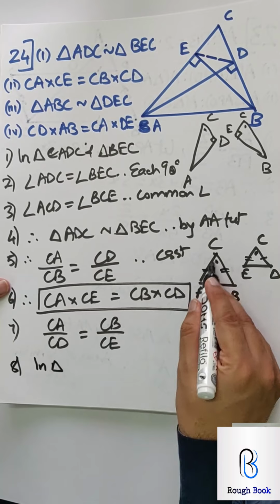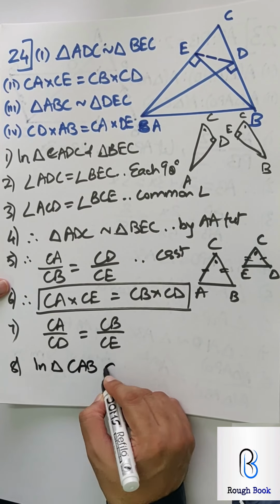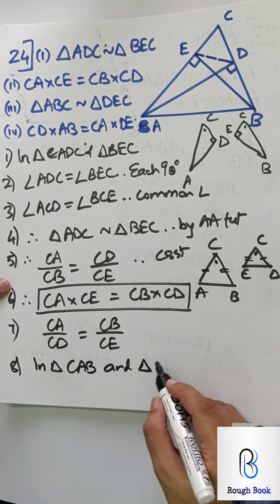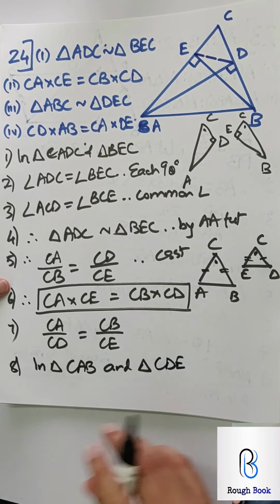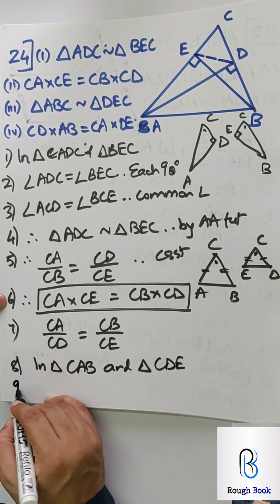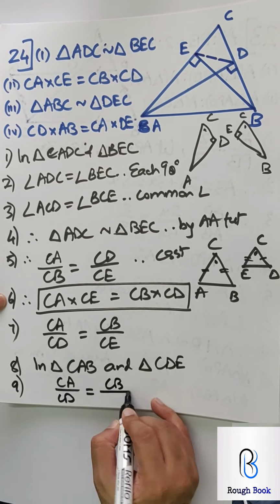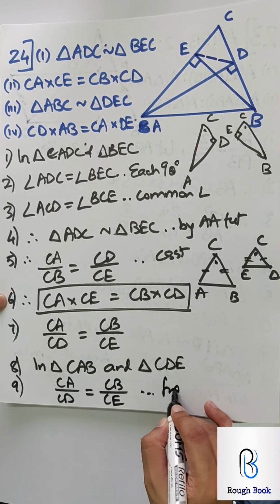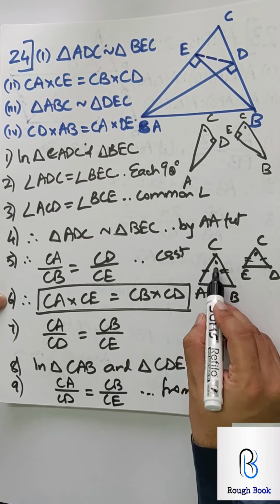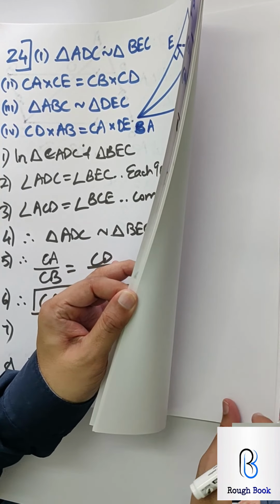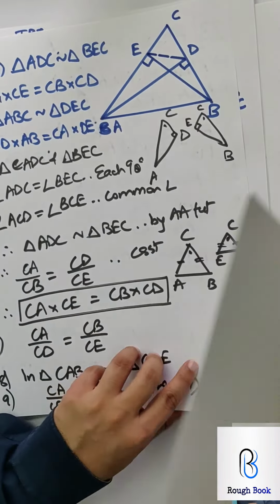So in triangle CAB and triangle CDE. Now see, CAB is 1 dash. So CDE. Correct one-to-one correspondence is very, very important. Okay. Step 9. CA upon CD equals to CB upon CE from 7. And next step I will say common angle. So let me take one more sheet. Yeah. And then we can continue with it. So here we go.